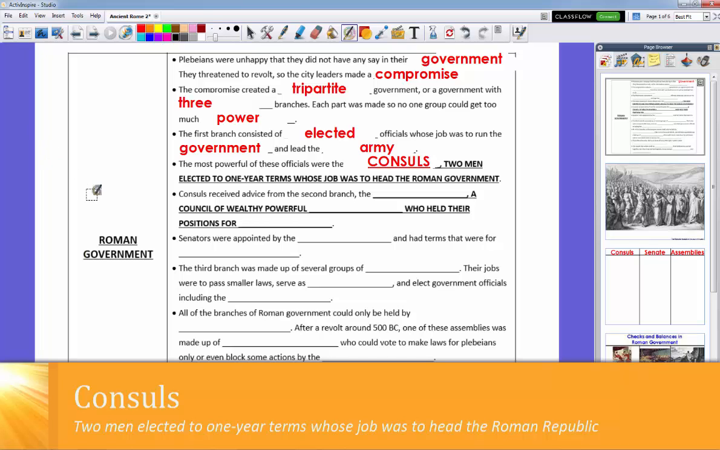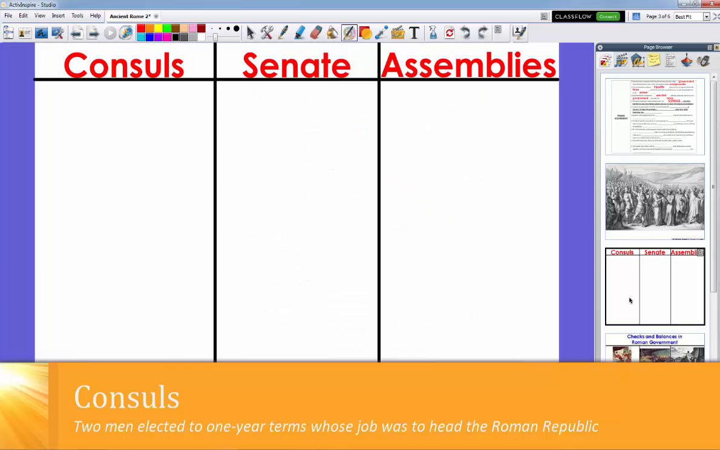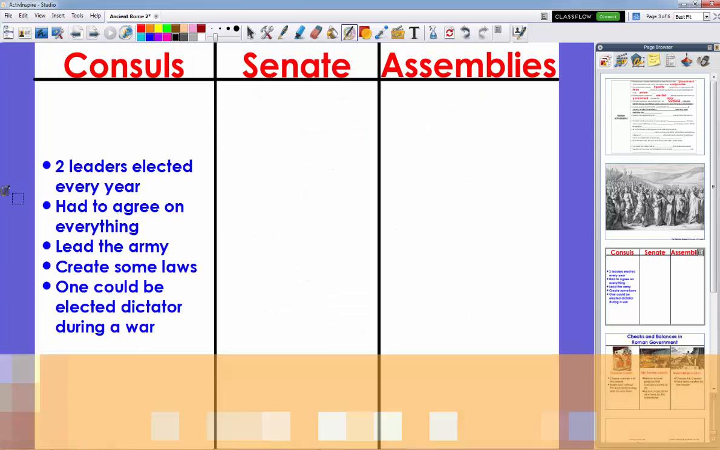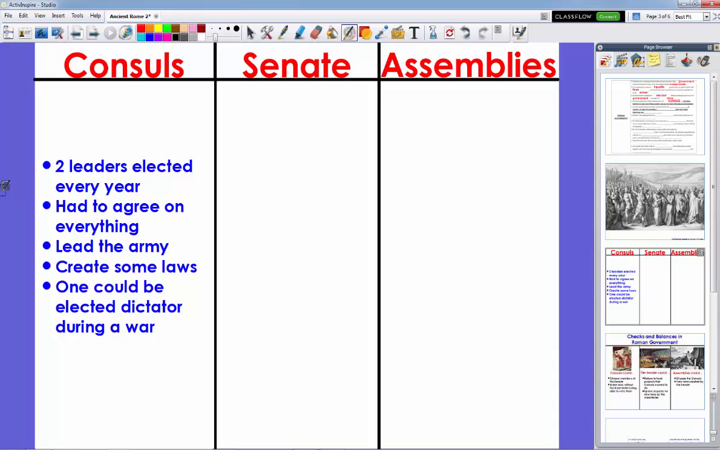And so in your notes, I have this graphic organizer. So let's go ahead and look at this. The powers of the consuls. Now, the consuls were two leaders elected every year. So every year there was an election, two guys were chosen, and those two guys were kind of like co-presidents, and they ran the city of Rome. These guys had to agree on everything. Both of them had to agree in order for the consuls to make a decision. So one could overrule the other one.